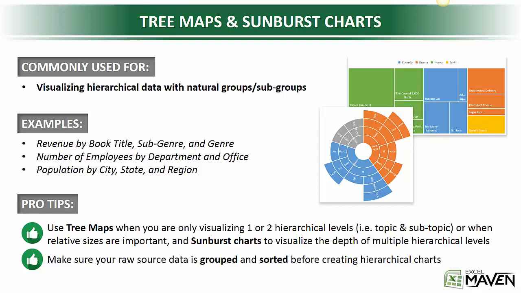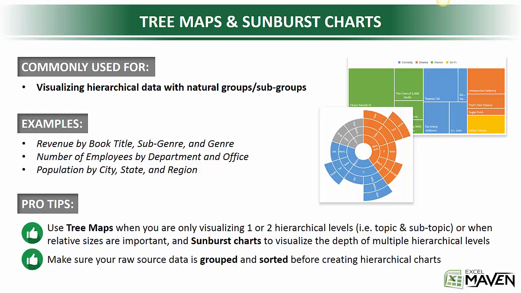So in the past, if you wanted to visualize hierarchical data, Excel was not a very good way to do that. But that's all changed in 2016 with the introduction of tree maps and sunburst charts. These types of charts are a really great way to visualize data that has natural groups or subgrouping. Some examples might be if you want to look at relative revenue by book title, organized by genre and subgenre, or look at the number of employees by department by office, or population by city, state, and region. All of these example data sets have natural groupings and subgroupings.